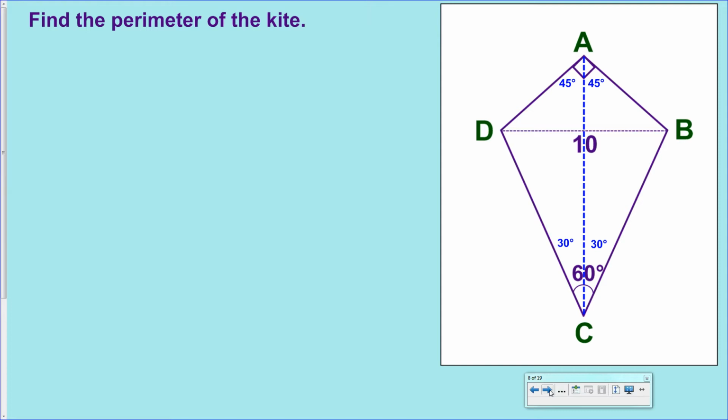And that means that we can fill in the rest of the angles as well. Because these are diagonals, they are at 90 degrees. Therefore, we've got a 45-45-90 and a 30-60-90. Hey, those are special triangles.